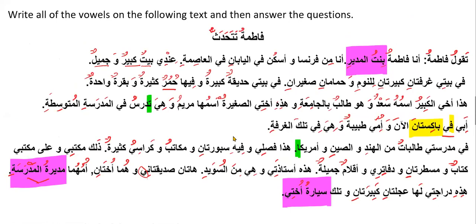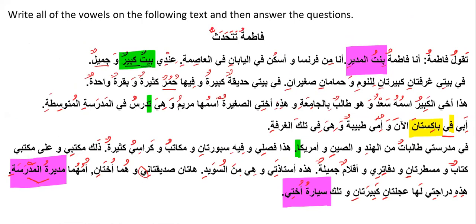Read. And then we want two examples for Na'at and Man'ut. So we'll write those in green. So anyone? Baytun kabir. Kabirun. Kabirun, yeah. Ukhti sagirun.